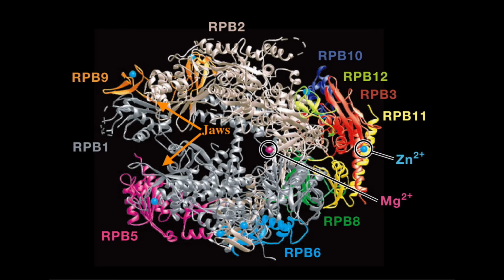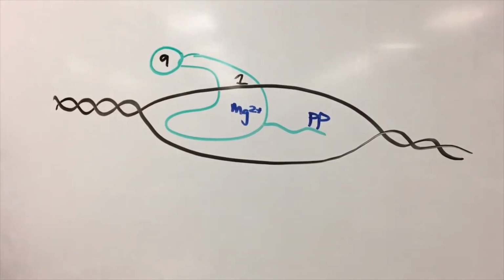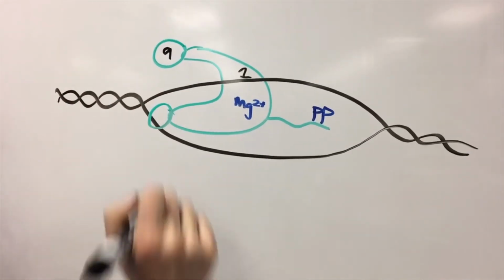Next, we have the jaws. The jaws are positioned at the opening of the cleft. RPB1 and RPB9 form the upper jaw, and RPB5 forms the lower jaw.